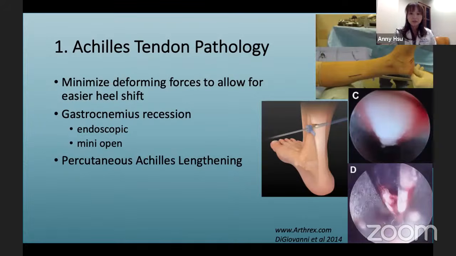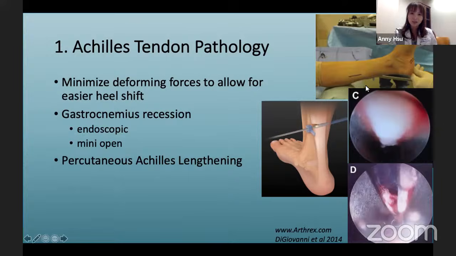I typically prefer to do bony work first, as I was always taught that your structural change protects your soft tissue correction. However, the very first thing that is typically done is the Achilles tendon pathology to address this. And that is primarily because this minimizes the deforming force and allows you to have easier calcaneal osteotomy and heel shift. So the first step for me for a cavovarus deformity is to either do a gastrocnemius recession or to do a percutaneous Achilles tendon lengthening.